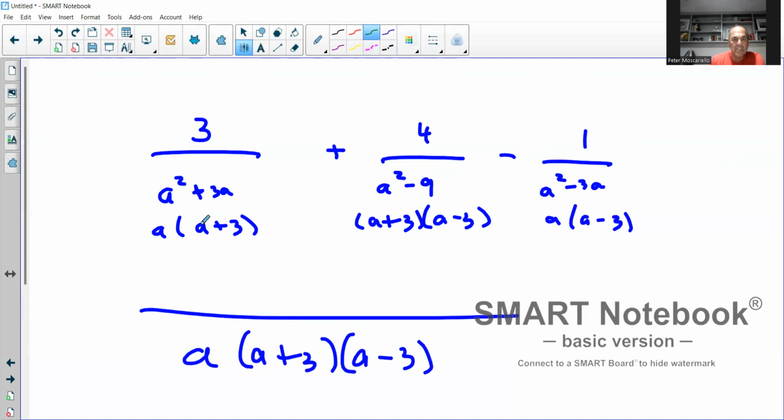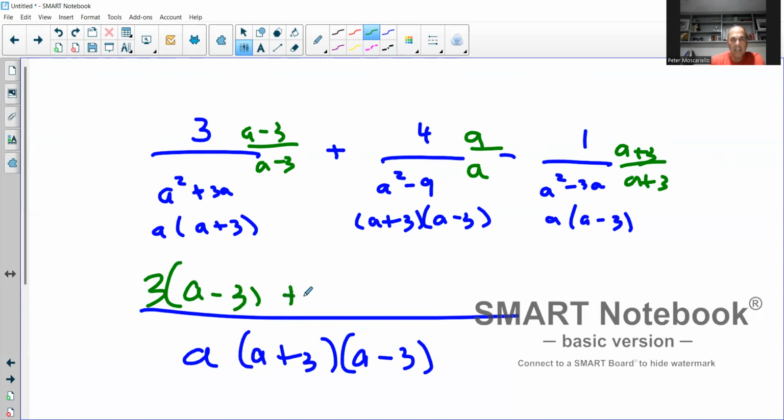So now what's missing from here? A minus 3. What's missing here? A. What's missing here? A plus 3. So our numerator, 3 parentheses a minus 3, plus 4a minus, be careful, minus 1.